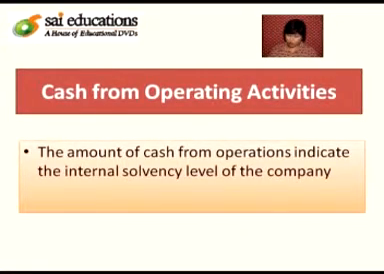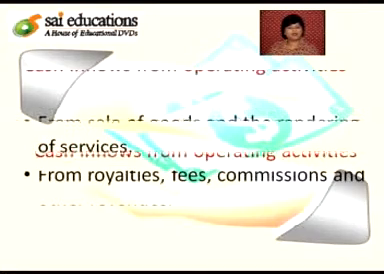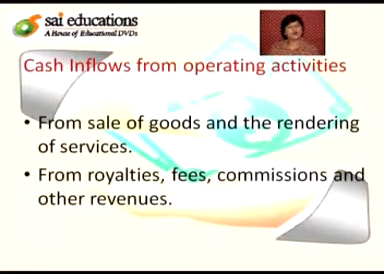So, if we want to know the internal solvency of the company, then cash from operating activities are considered. Cash inflow from operating activities include cash receipts from the sale of the goods or cash receipts from the royalty, fee, commission, and other revenues.